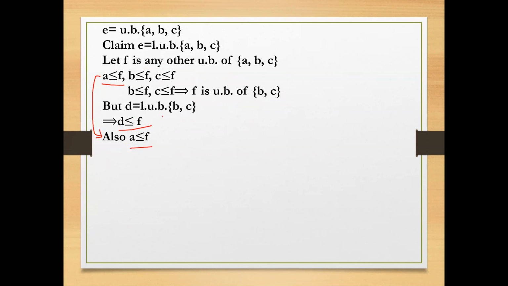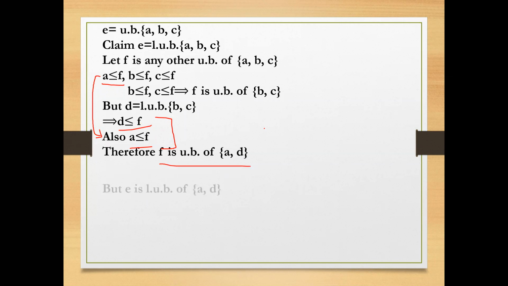Now we have A less than or equal to F and D less than or equal to F. So from both these equations you can see that F occurs on the right hand side of A and D. F is common in both the equations but on the right hand side. So any element which is common on the right hand side of two elements is the upper bound. So now you can also say F is the upper bound of A and D. But the least upper bound of A and D, which one will it be? E will be. E is the least upper bound of A and B.